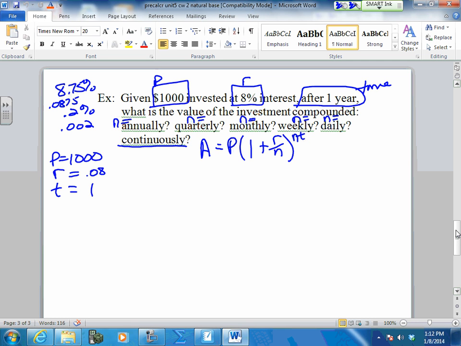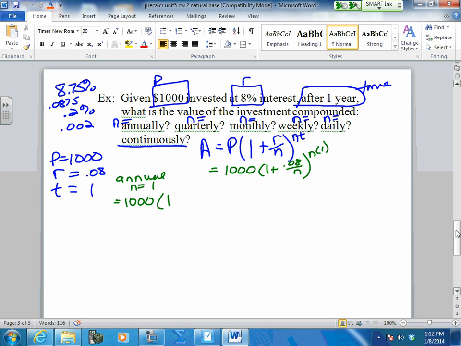Now, the only thing that's going to change, we're going to plug all our information in. We have 1,000. 1 plus my 0.08 over n times 1. The only thing that's going to change for each one of these is your n. Because we want to see how much. Now, this formula calculates how it would figure out your interest over and over. So let's start with your annual. If we do annual, what is n equal to? 1. Good.